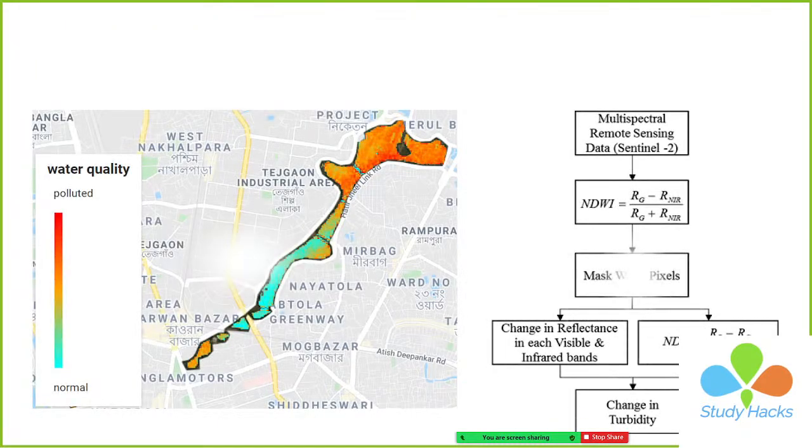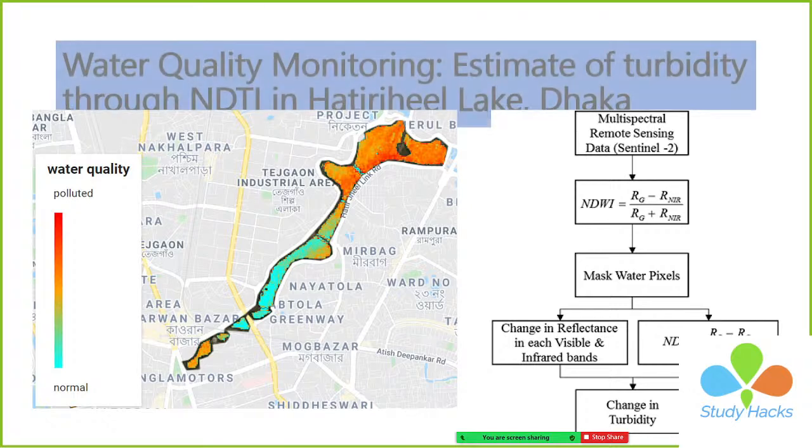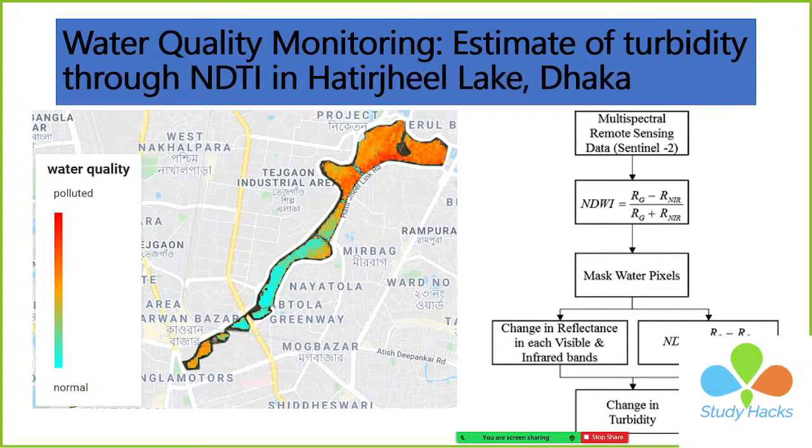This is another one, water quality monitoring using the Google Earth Engine platform. At this time we can estimate the turbidity. We can estimate the turbidity using the NDTI in Hatirjheel Lake in Dhaka city. It was studied in Dhaka city.